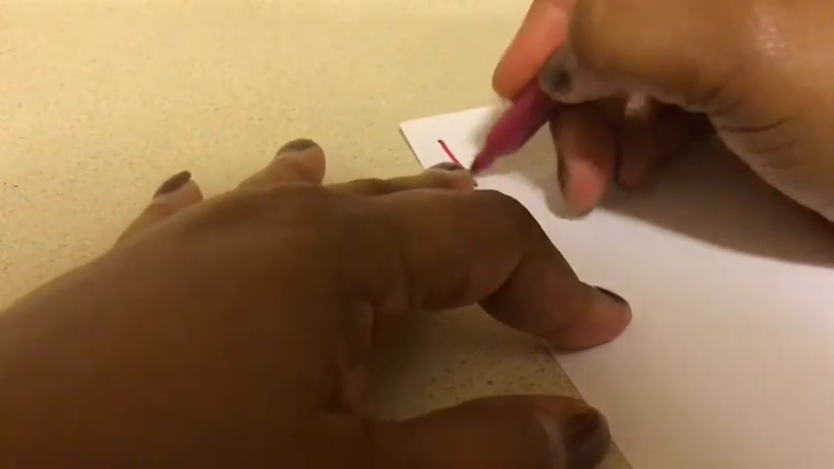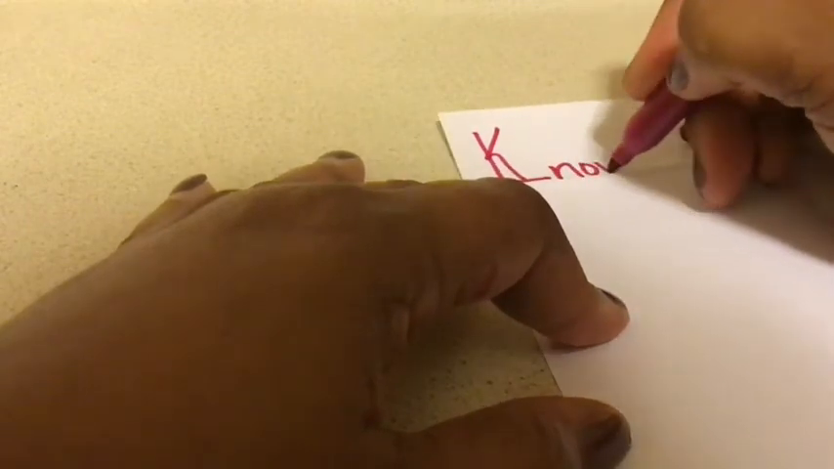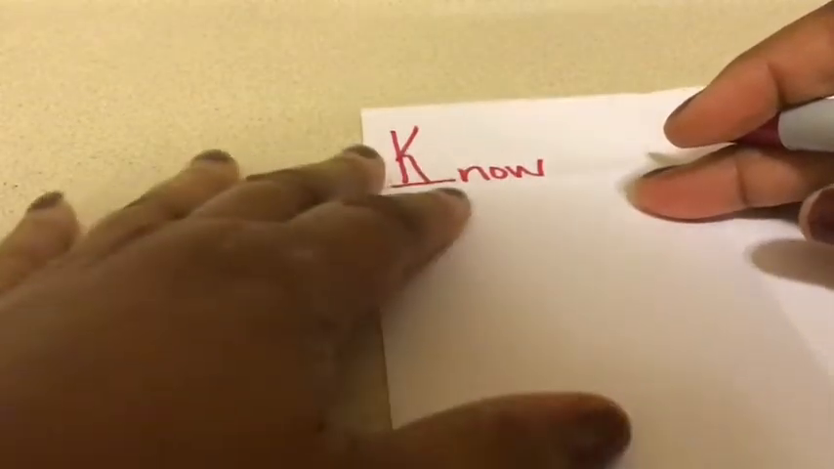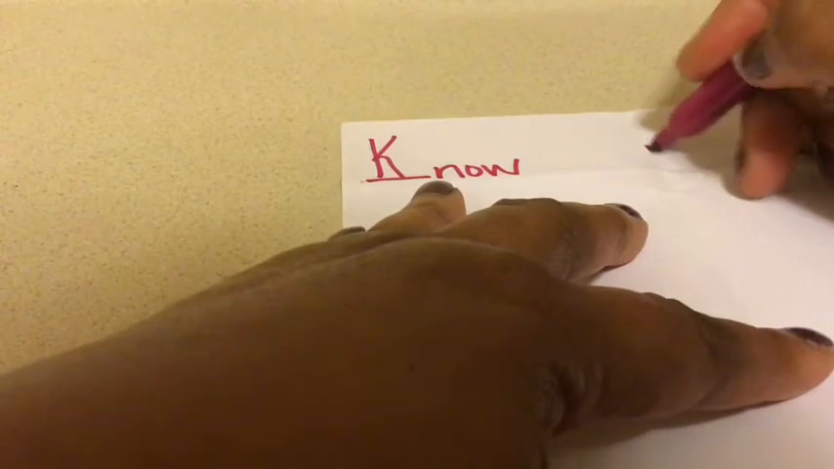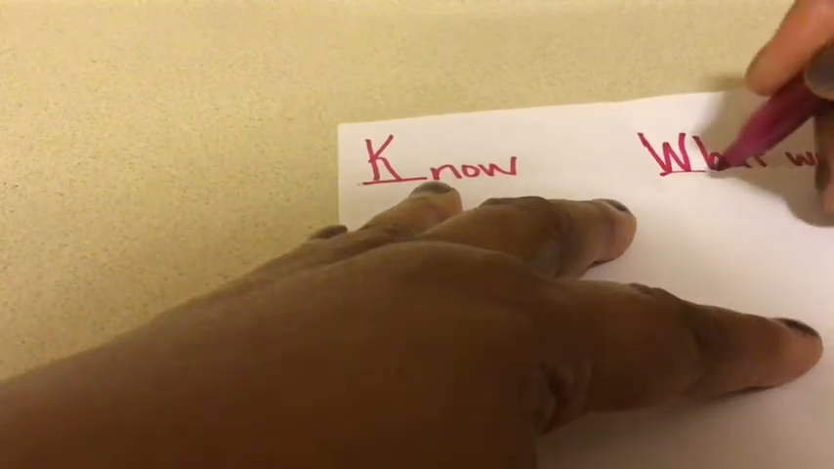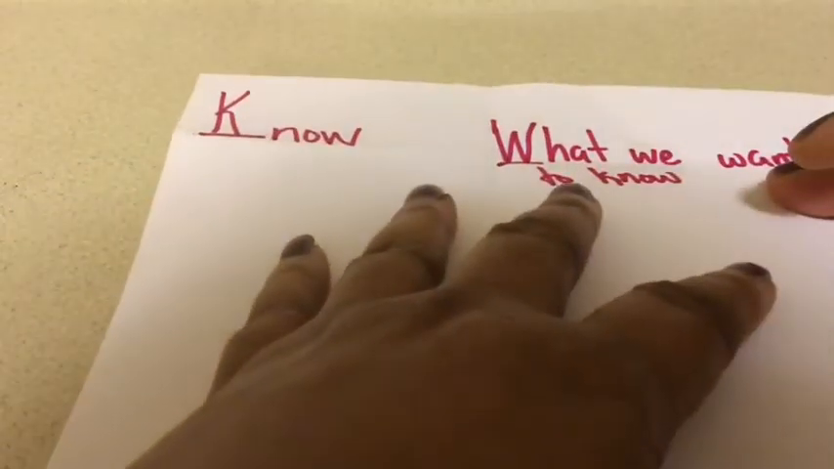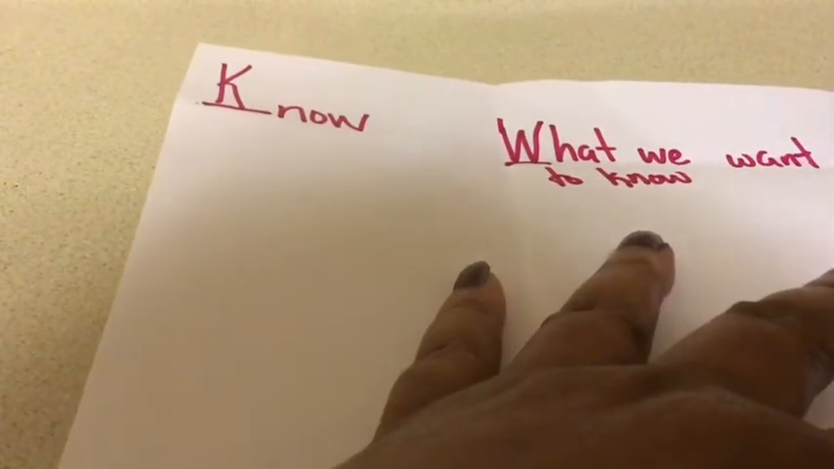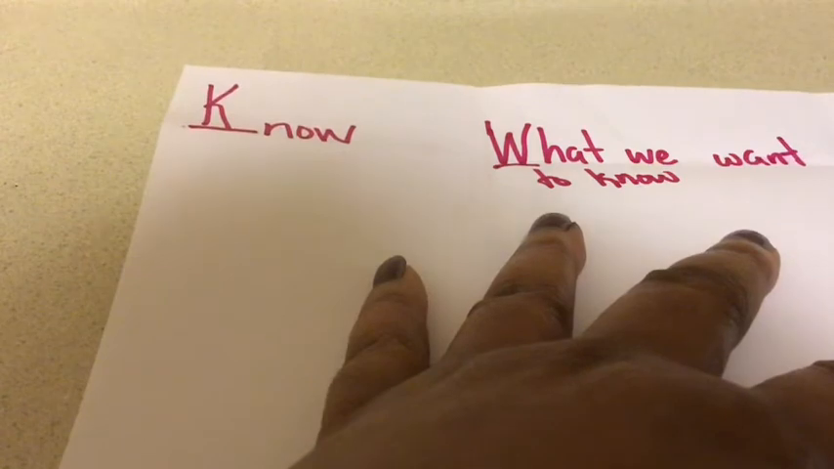So the first section is for your K. And the K is what we know about the topic. We're going to tap into our prior knowledge. What do we already know? The W on our KWL chart is for what we want to know. And it could also be for what you're wondering. And the L is for what we learned.